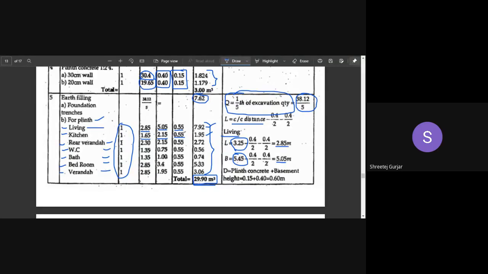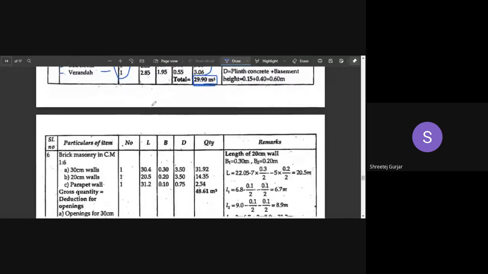So the first thing in earthwork in filling is for your foundation, and the second part of earthwork in filling is for your plinth work. Okay, so the total earthwork will be the addition of this thing and this thing, 7.62 plus 29.9. So adding both of these values will give you your total earthwork in filling that is required in meter cube, okay, not in meter square or meter, but in meter cube. So I hope that is clear.